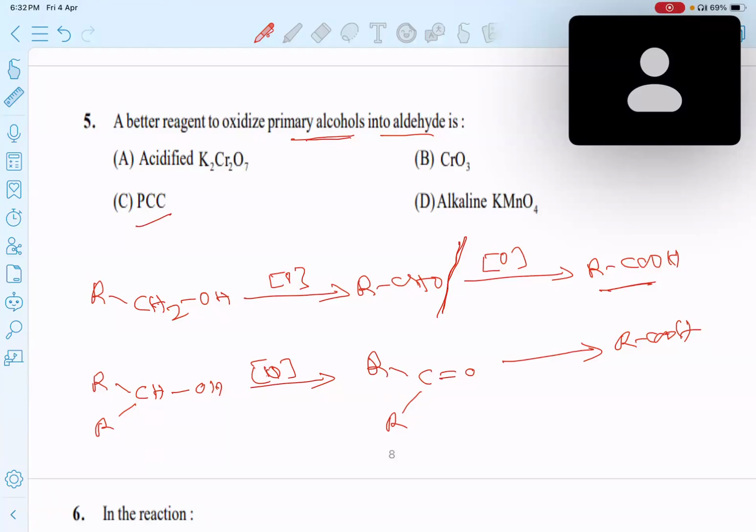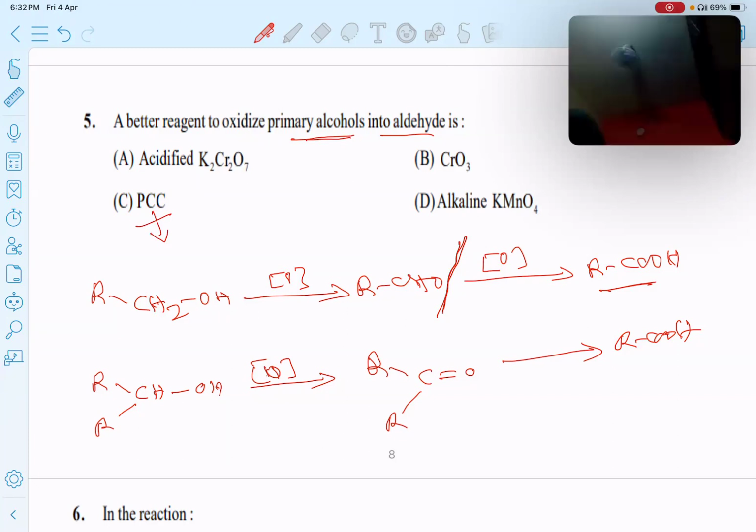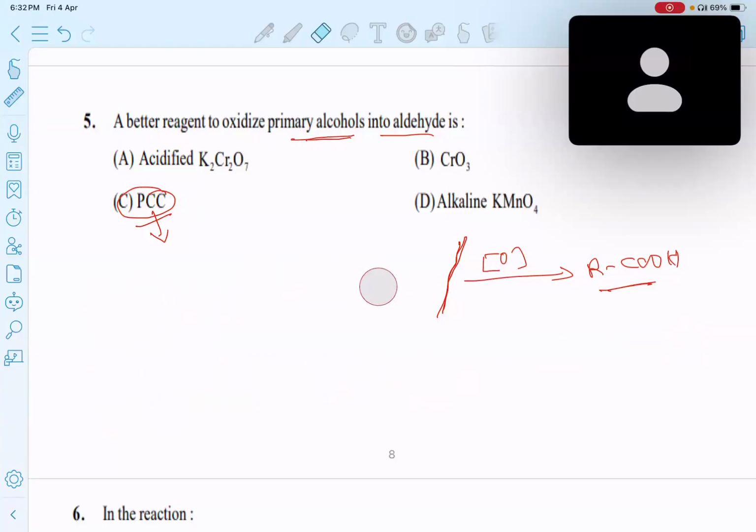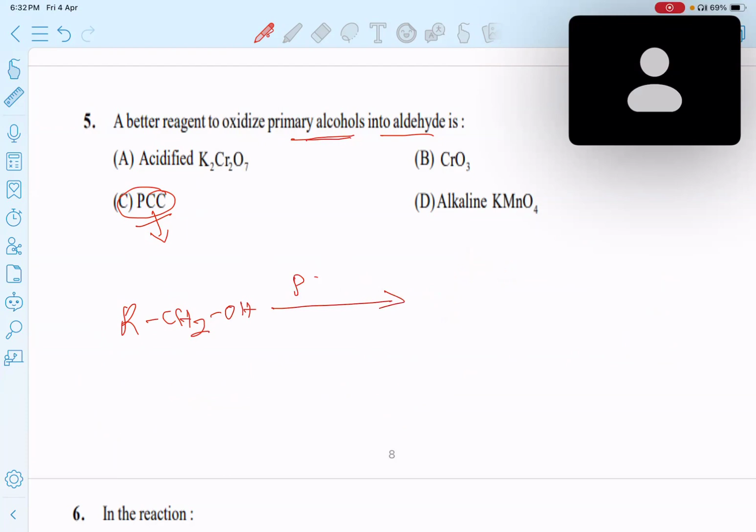So PCC is pyridinium chlorochromate. The PCC abbreviation is a chromium compound, a complex of chromium trioxide with pyridine and HCl. So pyridinium chlorochromate, the PCC, when treated with then primary alcohol treated with PCC, pyridinium chlorochromate reagent.